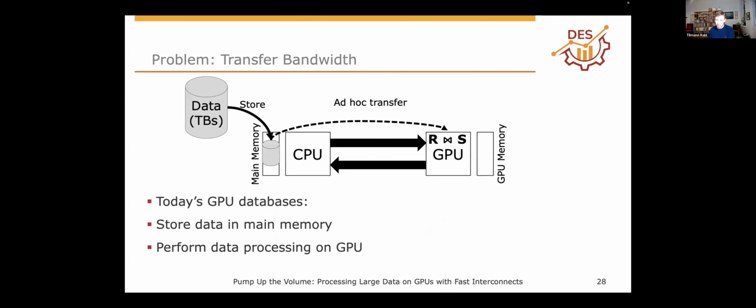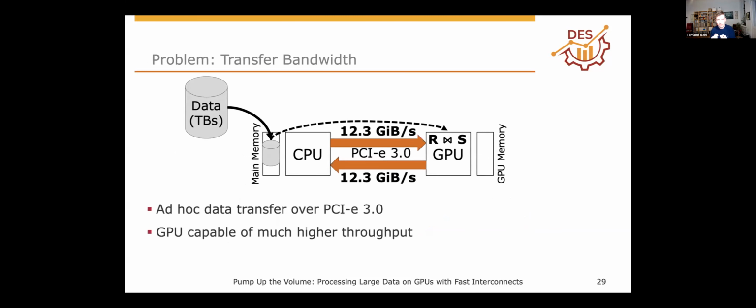The problem really is this transfer bandwidth. You have your database typically in the main memory, and you want to do the data processing in the GPU. So somehow you need to deal with these ad hoc transfers. And if we have PCI 3.0, this will be 12 or 13 gigabytes per second back and forth, which is a lot less than what the GPU can actually process in terms of bandwidth.